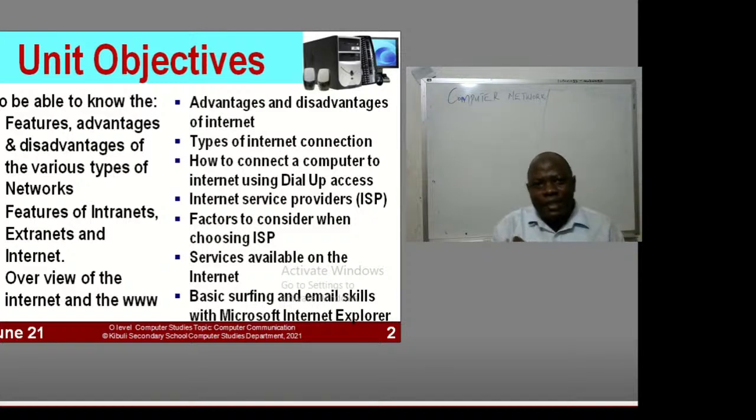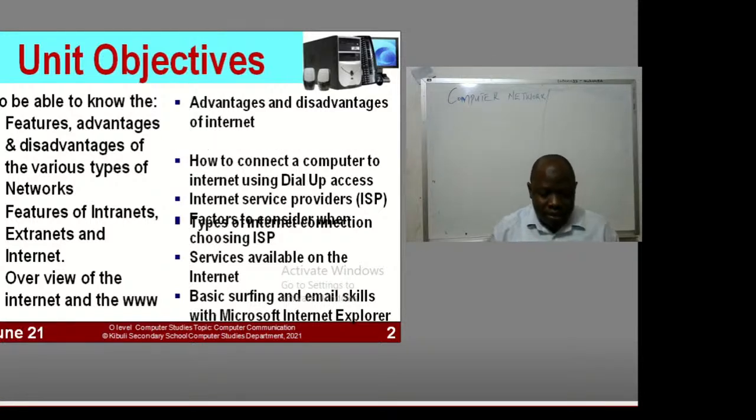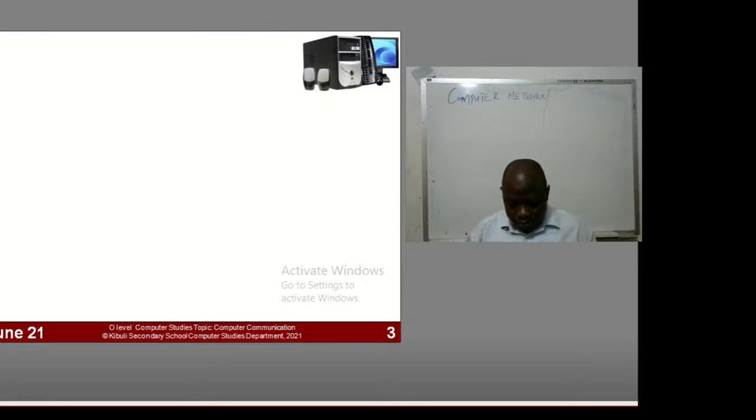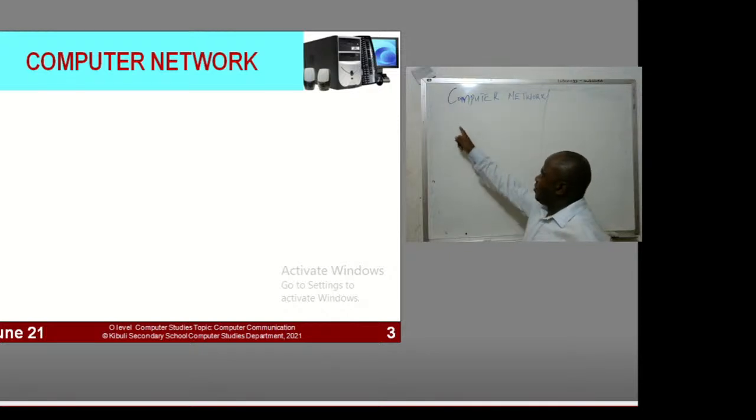So looking at a network, we're going to look at the definition of what we call a network. A computer network, we have now defined this. Now we are going in for what we call a network.